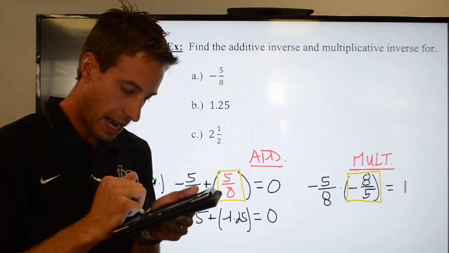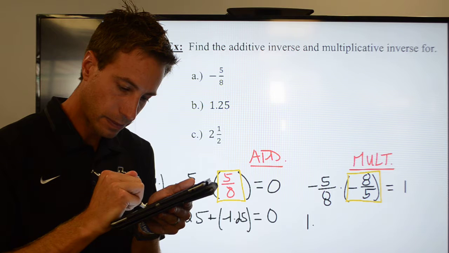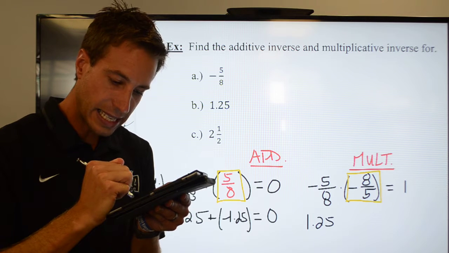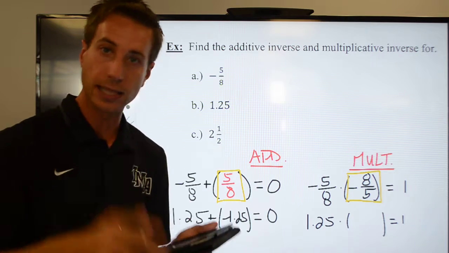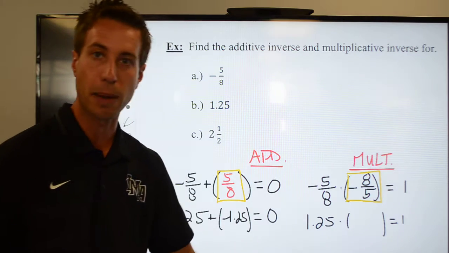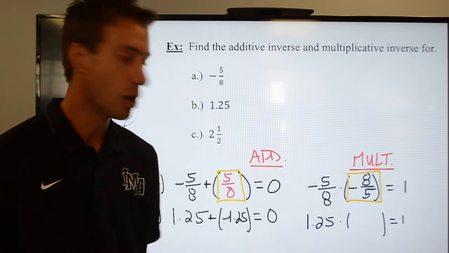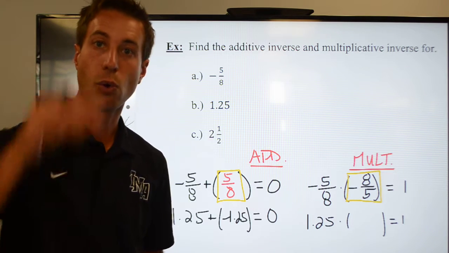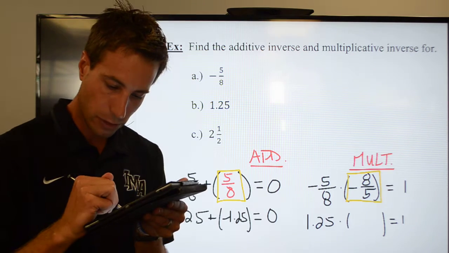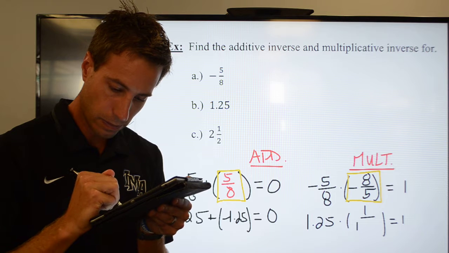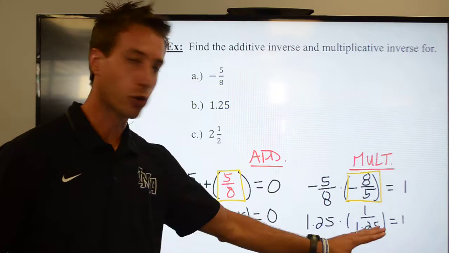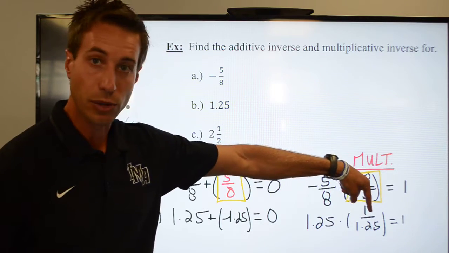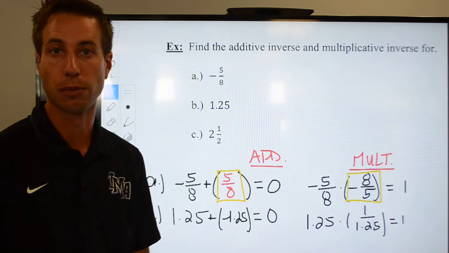Over here, if I have a 1.25, and I need that to be equal to a 1, we said you keep the same sign because it's already positive, so I'm going to multiply by a positive. We just take the inverse. Well, the inverse of 1.25 is 1 over 1.25. Those 1.25s will cross-cancel, leaving me with a 1, which is exactly what I'm looking for.